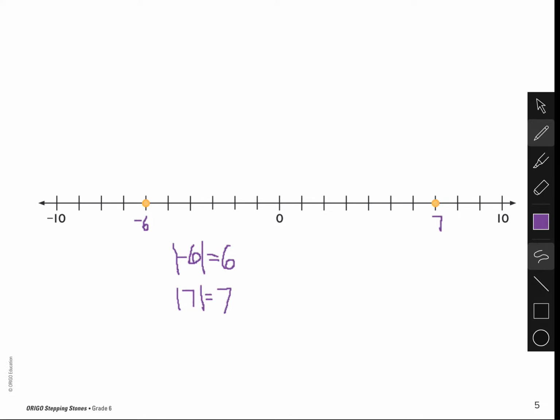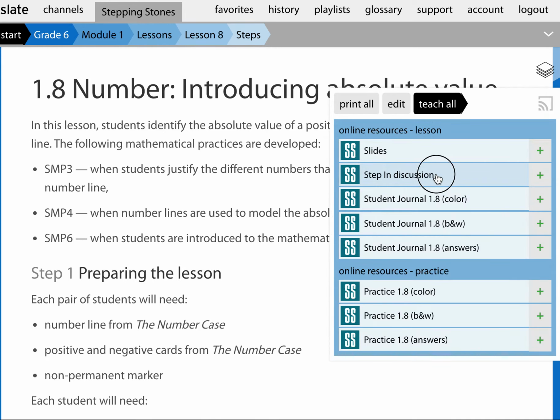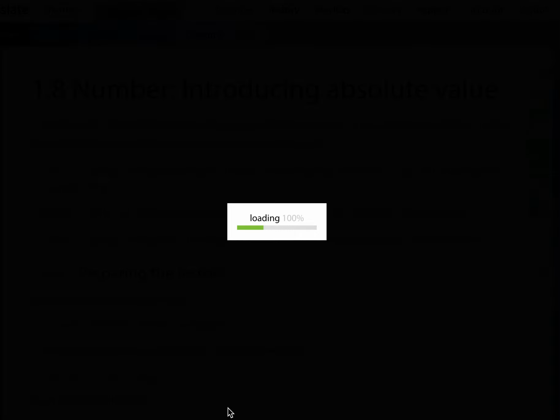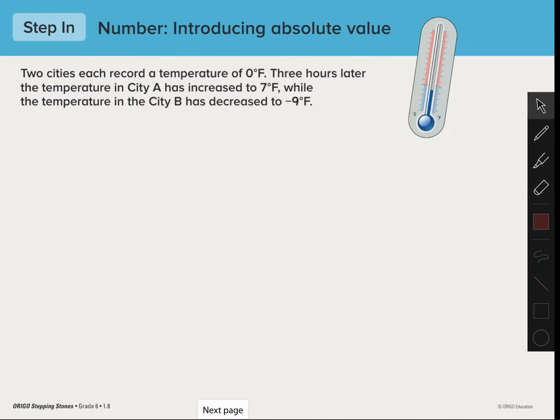All right, now let's look to your journal here, everybody. And look at your step-in portion. So on your piece of paper, look at the step-in portion. Two cities each recorded a temperature of 0 degrees. 3 hours later, the temperature in city A has increased to 7 degrees, while the temperature in city B has decreased to -9.